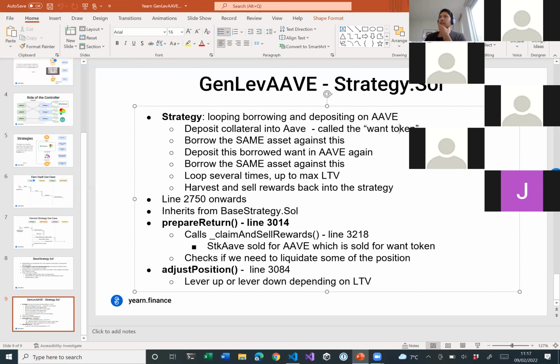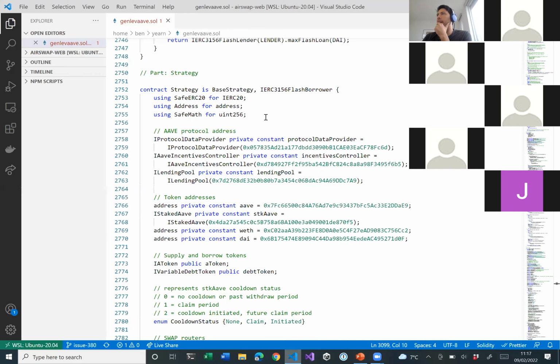Let's have a look at some code. So as I said, it's pretty big. Sorry, it's pretty big. Oh yeah, go ahead. Yeah.